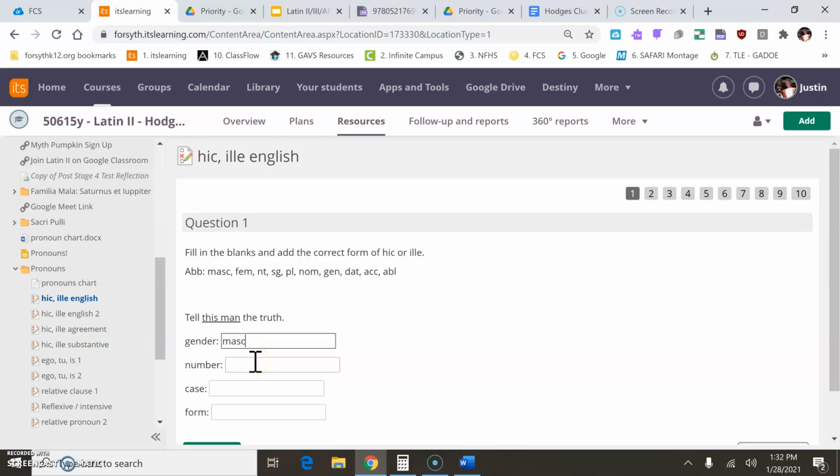So we're going to put mask there because we're saying this man. That's going to make it masculine. Is this man singular or plural? Singular, right? There's only one man. So we're going to follow the abbreviation. We're going to put SG.